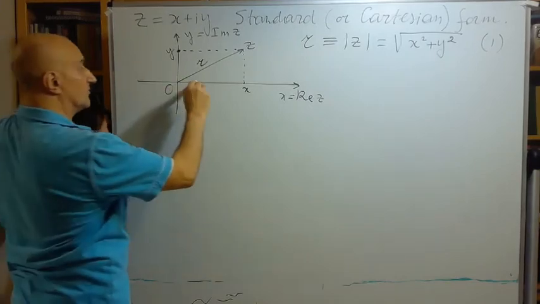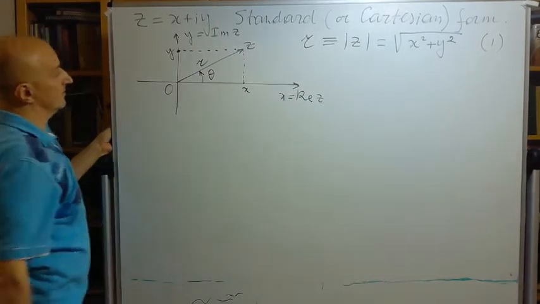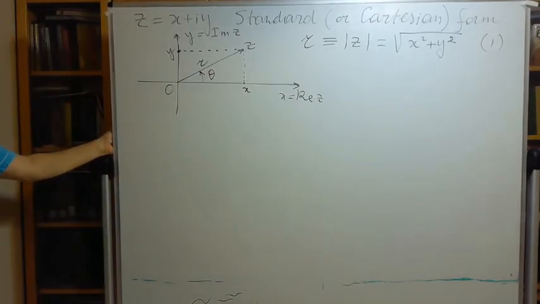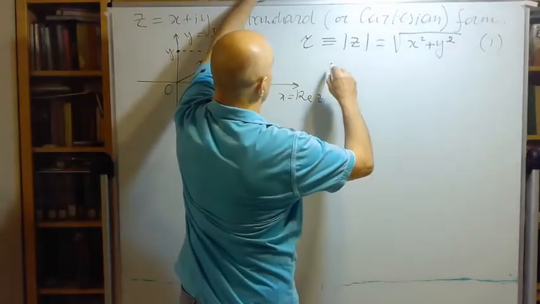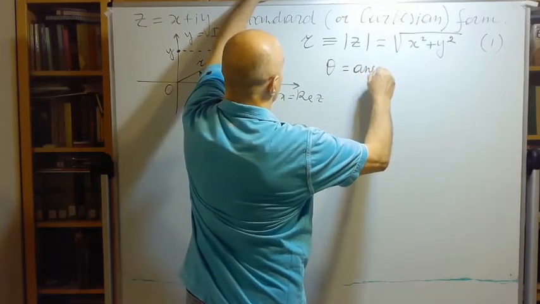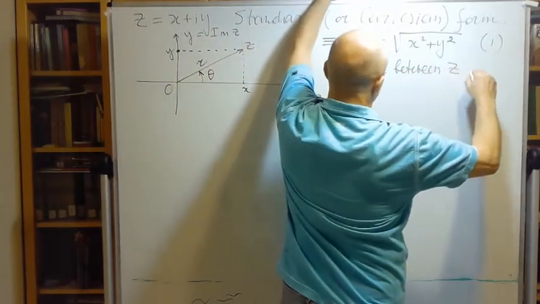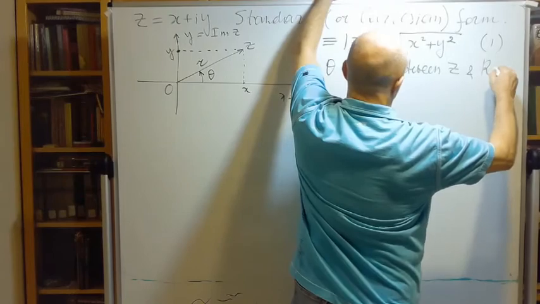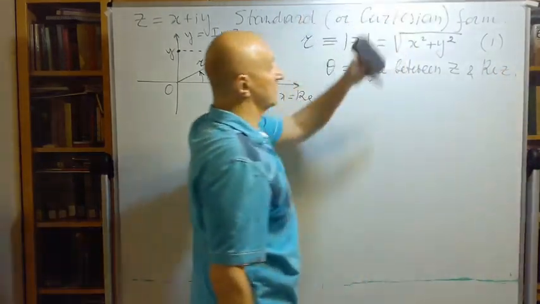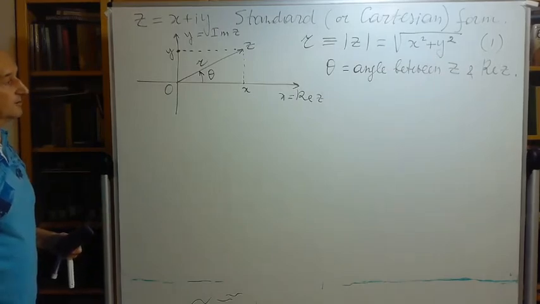What else do we need? The angle formed by this vector, I will denote it theta, between some certain direction and this vector. I will say that theta is an angle between z and real part z. Of course, we mean the positive direction, no question about it. All axes have only one direction, positive.